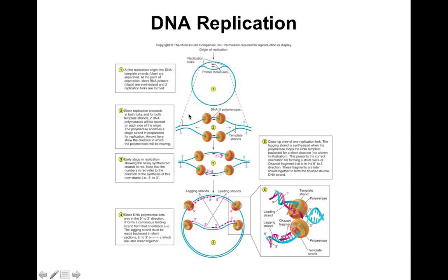But the problem with this is that you can only read in a 5' to 3' direction. So if my 5' to 3' direction is here, that means this guy can read perfectly fine, but this guy can't, because he can only go in this direction. So he can start moving in this direction, but he'll run into the double-stranded DNA that this DNA polymerase created instead of going in this direction.